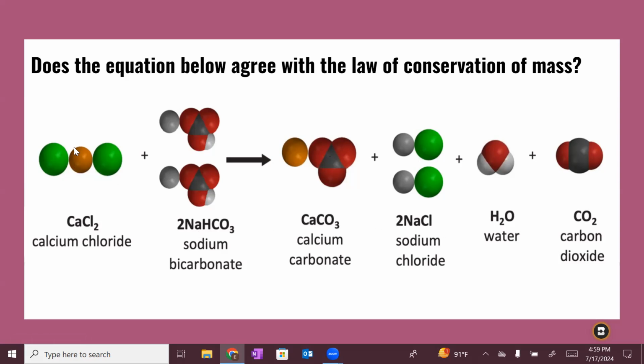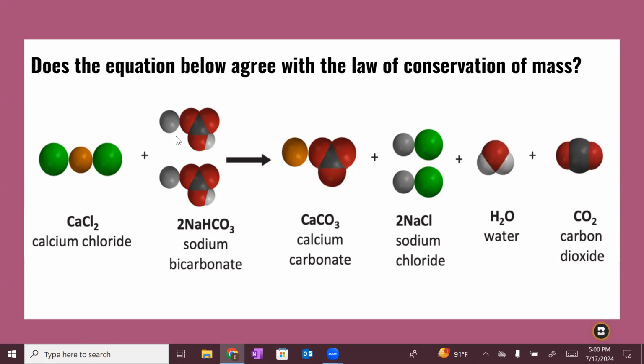Let's count calcium. There's 1 calcium here. There's 1 calcium on the product side that agrees. Let's count carbon. There are 2 carbons here. There are 2 carbons here because this carbon, there's 2. You remember? This means there are 2 sets. And there are 2 carbons. Sorry. This carbon here. You see this? There's another carbon here. So there's 2 on both sides.